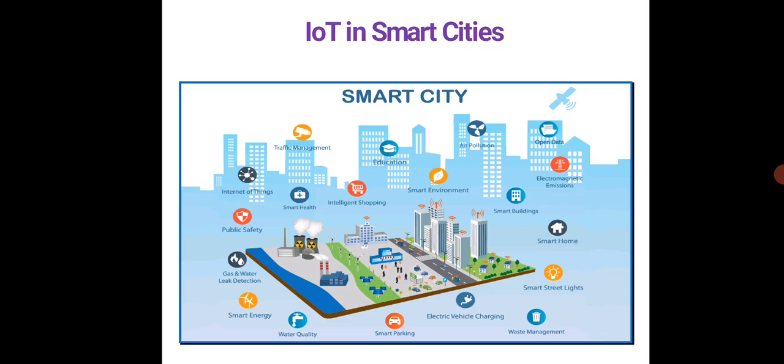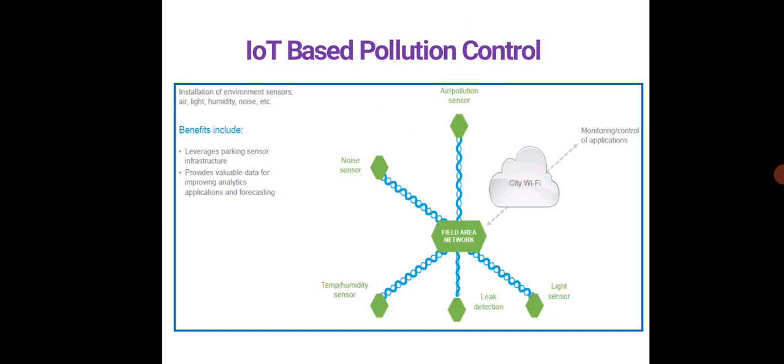Even homes will come under IoT, which you call smart homes, which we have just seen. These are certain applications, and especially in pollution control, you can see how it is utilized. Here there will be a lot of environmental sensors to monitor light, humidity, noise, whatever it is, and even parking sensors. Everything will be connected to Wi-Fi, and this will control the various applications.